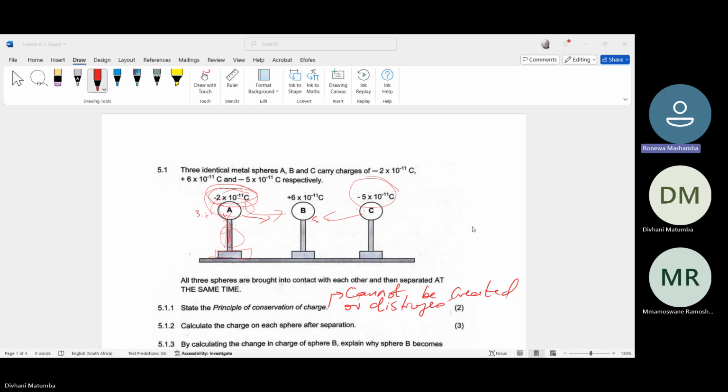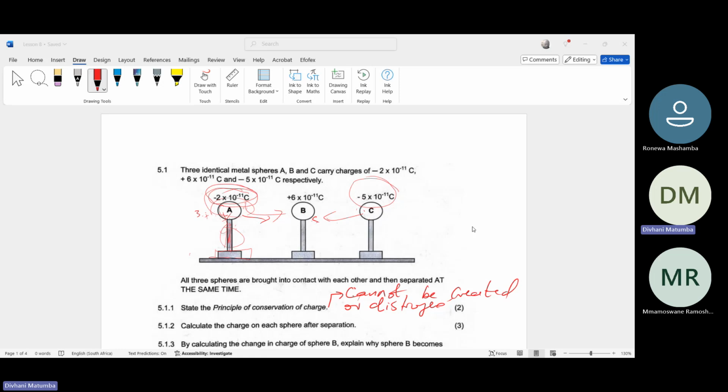So is this a trick question? I'm going to say no, sir. Okay, Mamswan, what is your answer? Do protons move? Protons do not move. That's correct. Protons don't move. Only electrons move.